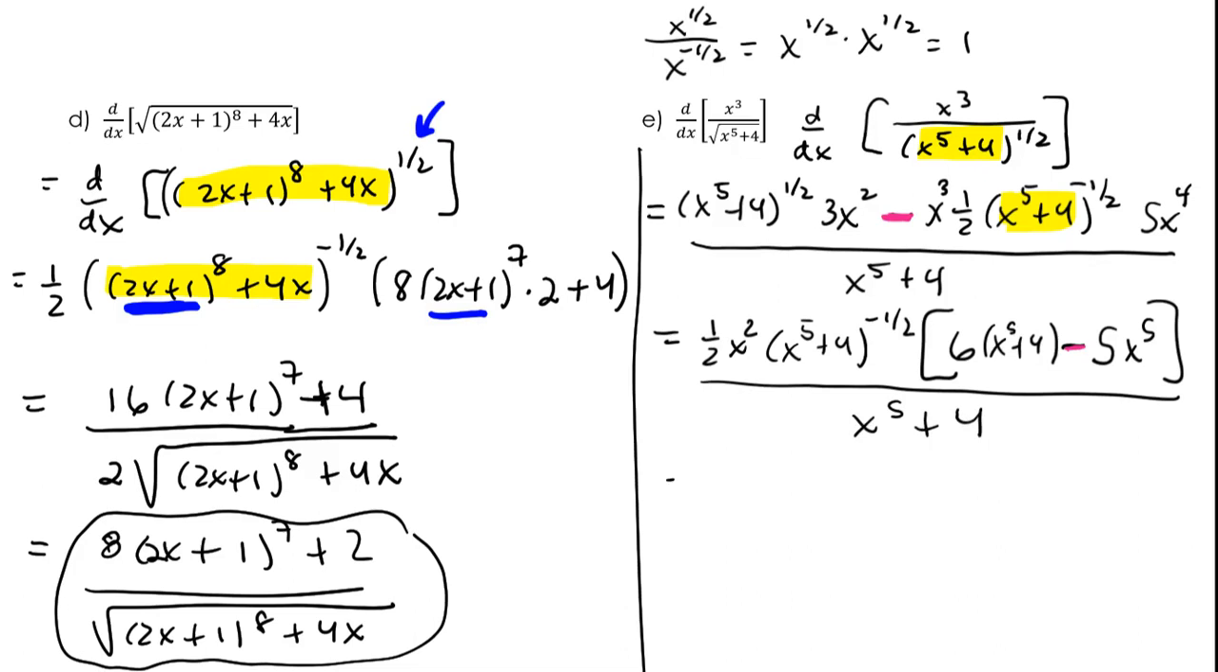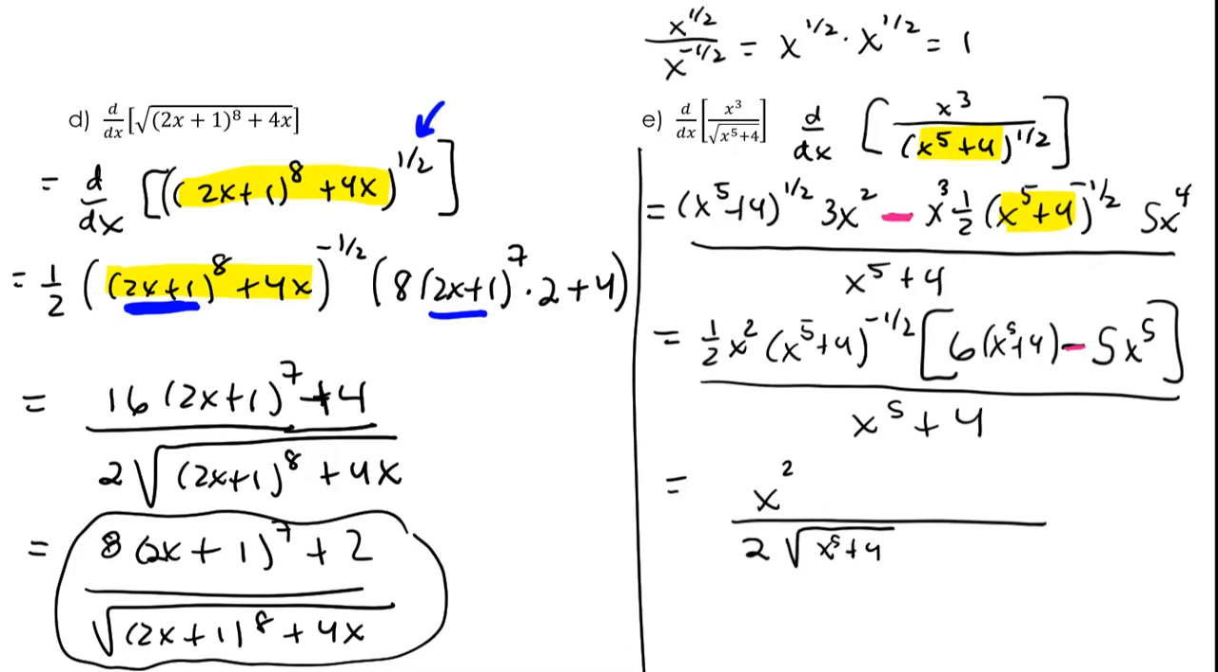Now our job is to rewrite this. We don't want complex fractions. So do you guys see this half here? Instead of multiplying by a half, we can just write it as 1 over 2. The x squared, which is right here, stays. So now I've taken care of that and that. This needs to go on the bottom. So I'm going to write an x squared on the top, and I'm going to write the square root of x to the 5th plus 4 on the bottom.